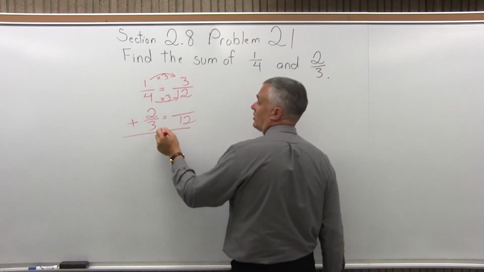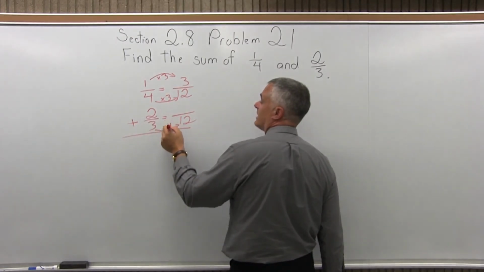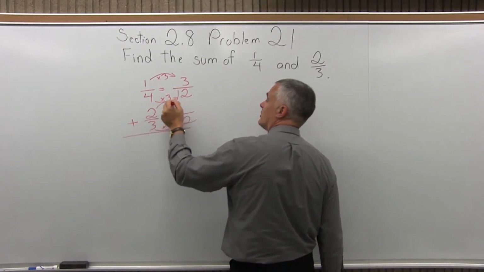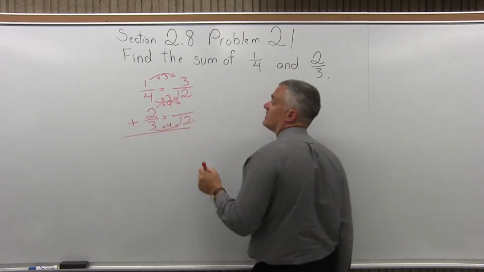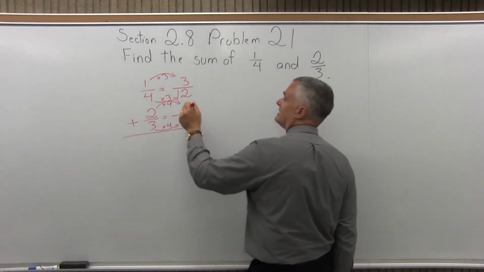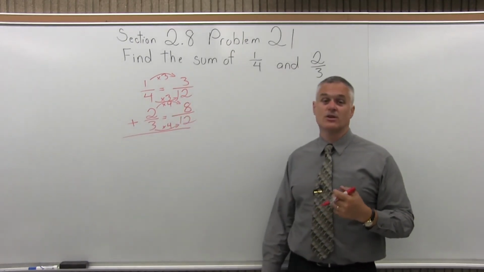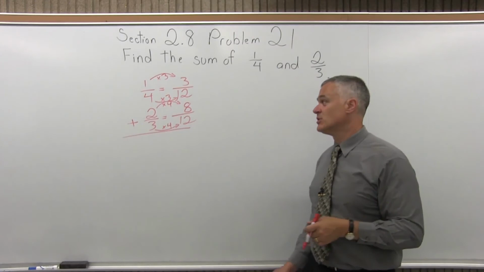And now for the lower fraction, 3 times some value is 12, that would be times 4. So the numerator gets multiplied times the same value, in this case times 4. So I have 2 times 4, which is 8. So now I've rewritten the fractions in an equivalent form so they both have the same denominator.